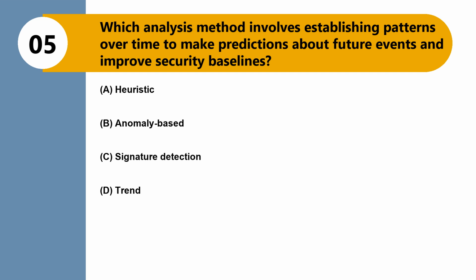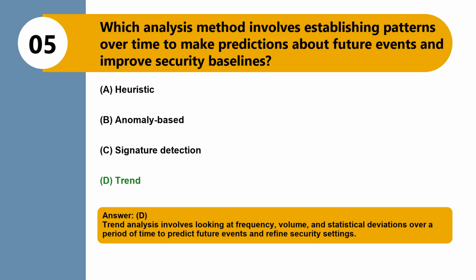Question 5. Which analysis method involves establishing patterns over time to make predictions about future events and improve security baselines? Option A. Heuristic. Option B. Anomaly-based. Option C. Signature detection. Option D. Trend. The correct answer is option D, trend. Trend analysis involves looking at frequency, volume, and statistical deviations over a period of time to predict future events and refine security settings.